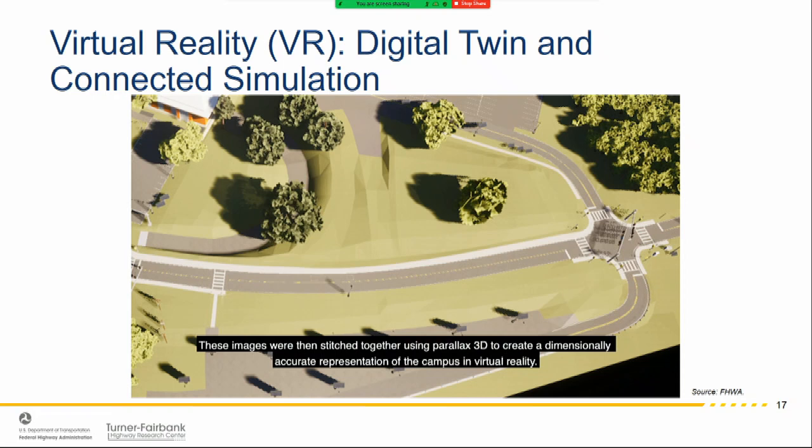So now we have a digital twin of our campus. So we have the physical Turner Fairbank and we have the virtual Turner Fairbank, and they can both work together.